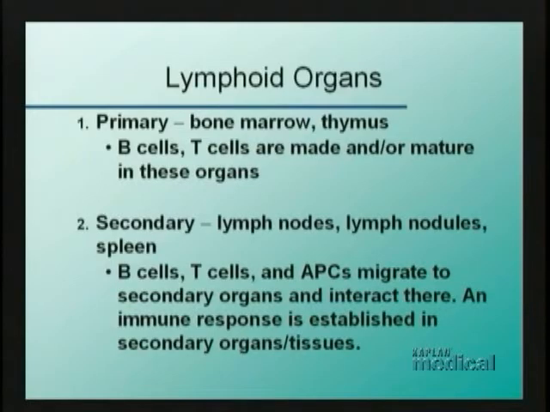In our first slide, we compare and contrast the two different forms of lymphatic organs. A primary lymphatic organ is found in either the bone marrow or the thymus, and this is where the associated lymphoid cells, B cells and T cells, are either made or maturing. Secondary lymphatic organs include lymph nodes, nodules, which are associated with them, and the spleen. This is where the mature T cells, B cells, and antigen-presenting cells migrate and interact, and become involved in an associated immune response.